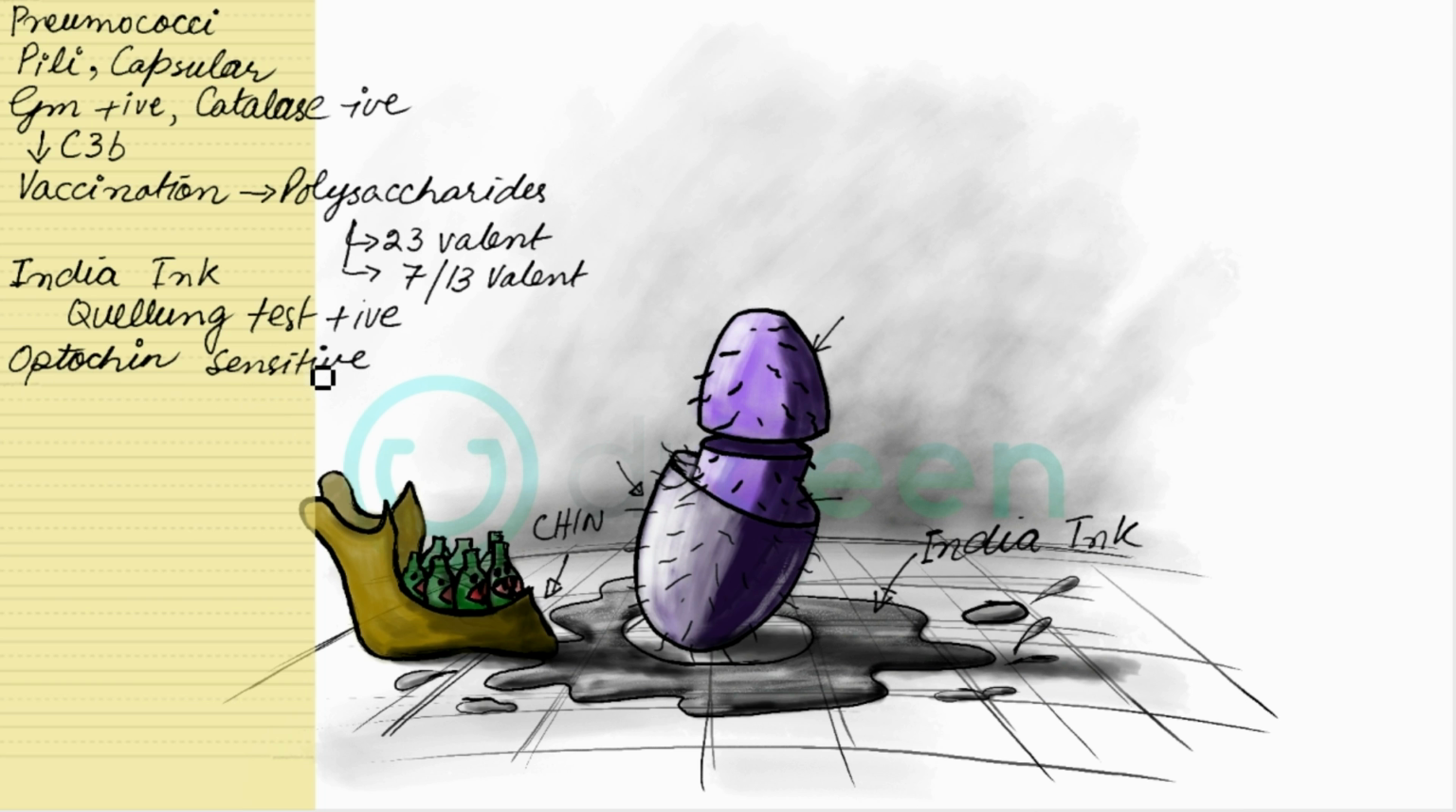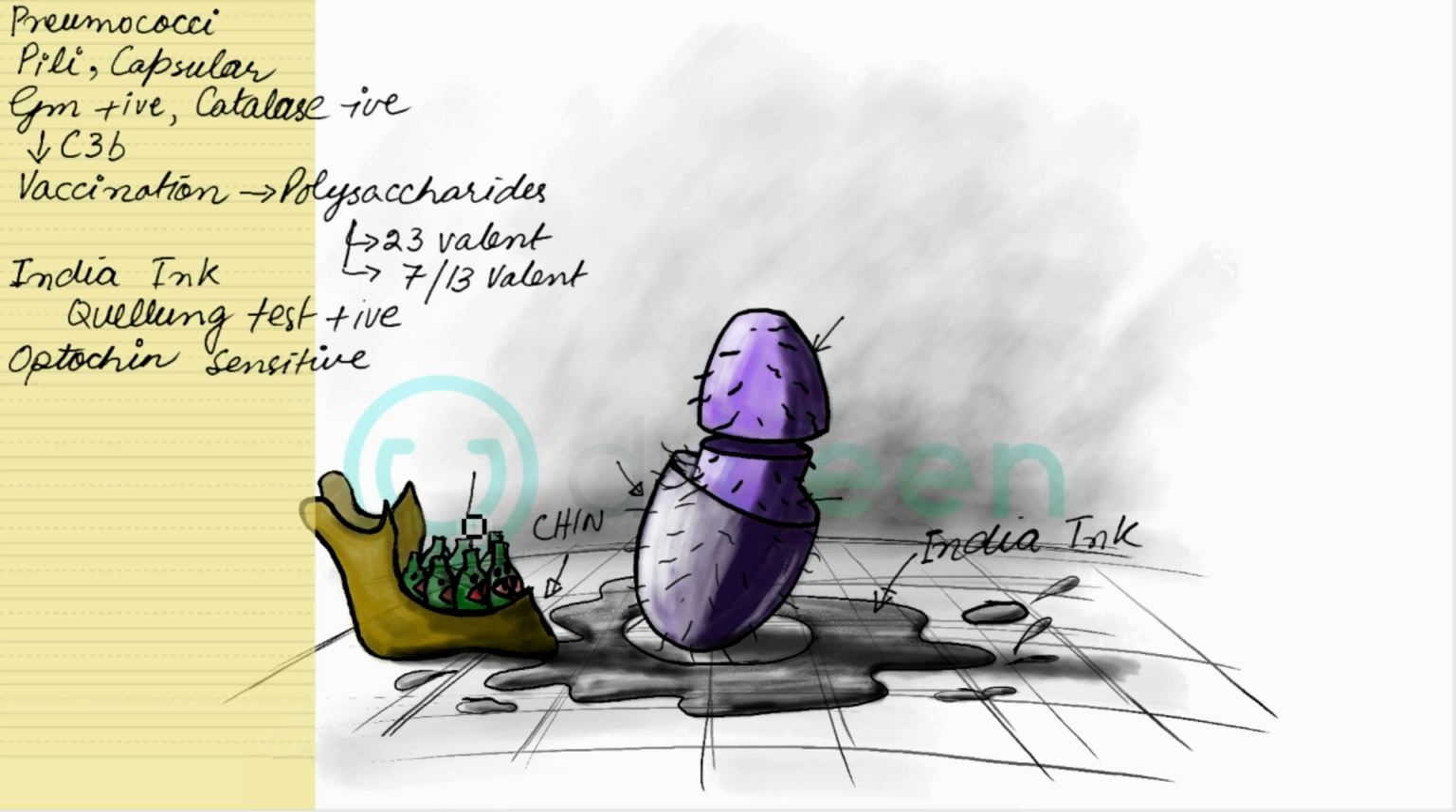So what that means is that in the presence of optochin, this pathogen would die. So optochin is an antibiotic for this. So it is optochin sensitive, so it opts to stay away from the chin. That's why it lives in the throat and it goes to the lungs, but it doesn't come anywhere near the mouth or the chin area. So it's optochin sensitive. That is what can help you remember that.